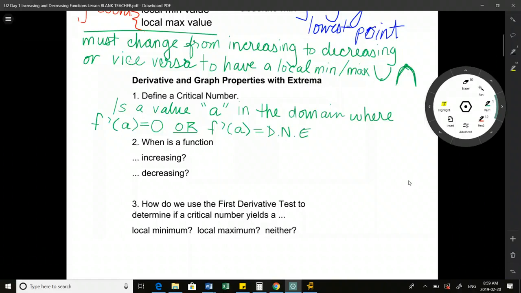Zainab? No, A is just any number. We're just saying it's a variable.